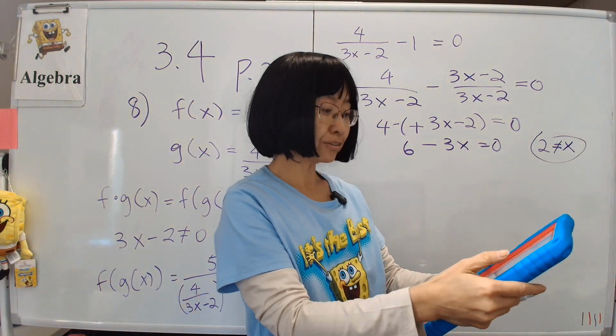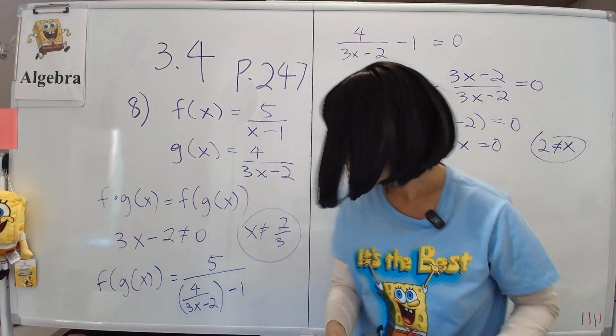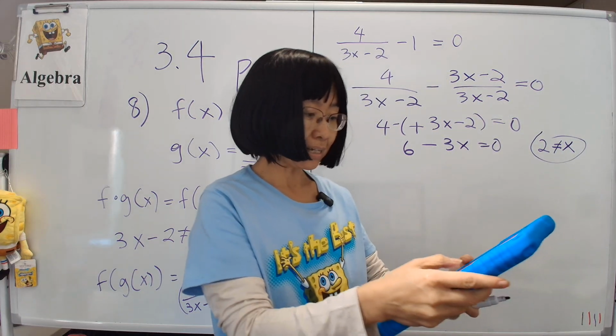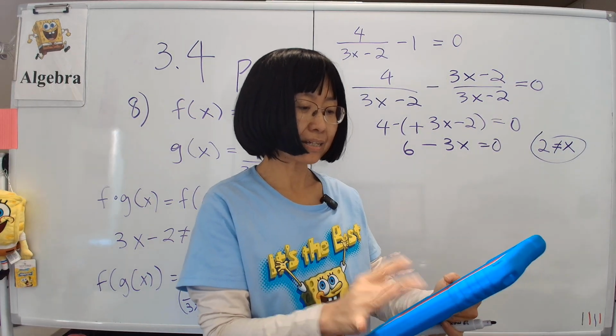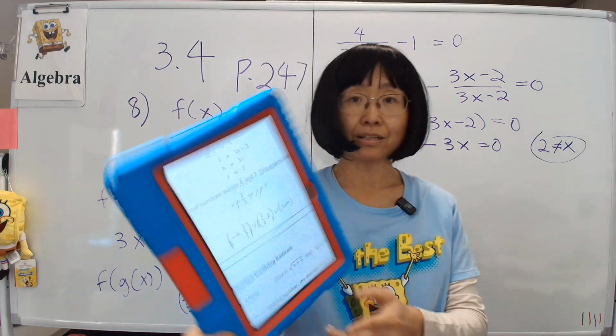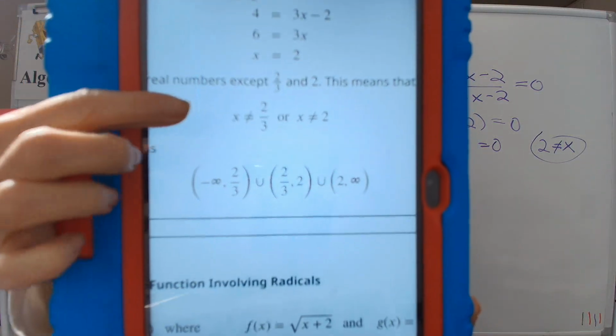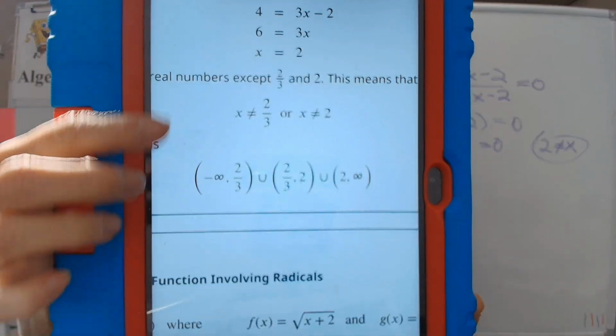So those are not in the domain. Am I right? Yeah, so that is the answer. The answer is x is not 2/3 and x is not 2. Now that can be rewritten as well.